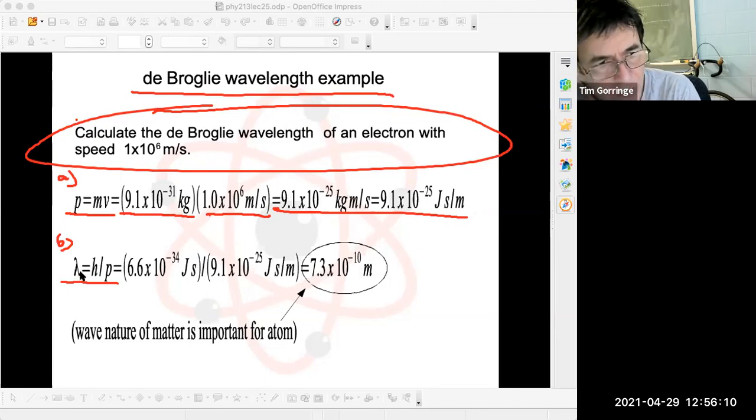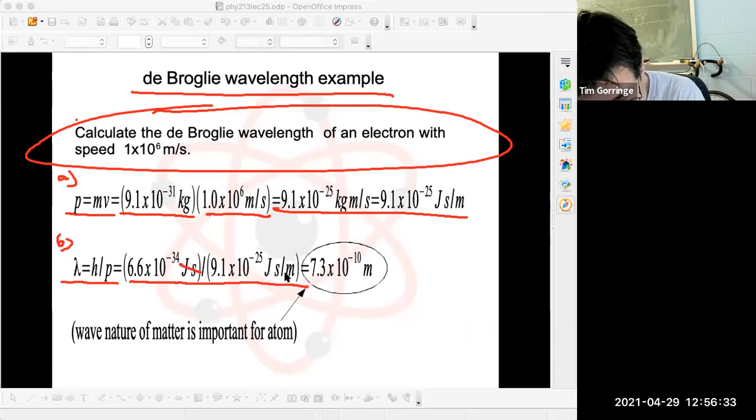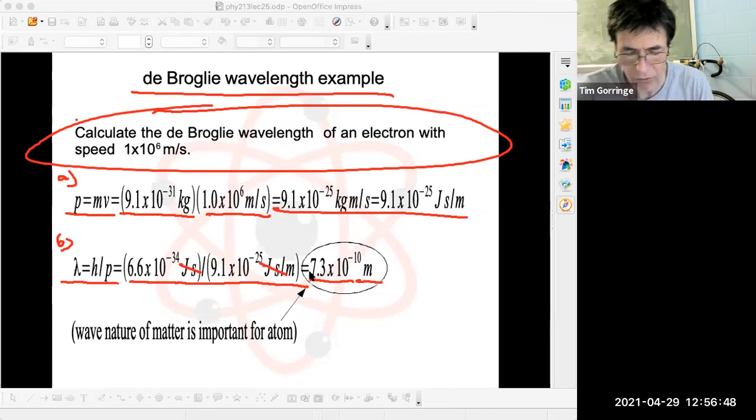Now we can just calculate the wavelength. So the wavelength is Planck's constant, which sets the size scale of quantum effects, divided by the momentum. Planck's constant, 6.6 times 10 to the minus 34 joules seconds. The momentum, 9.1 times 10 to the minus 25 joules seconds over meters. Again, I wrote it in those units, which might have seemed odd, but are handy here because you see the cancellation of joule seconds in the numerator and denominator. You're just left with the units of meters. And when you calculate the number, you get 7.3 times 10 to the minus 10 meters.